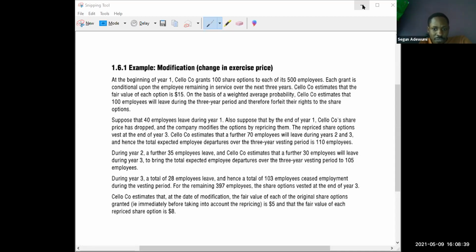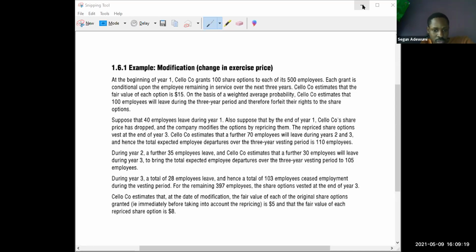Celloco estimates that a further 70 employees will leave during years 2 and 3, and hence the total expected employee departures over the 3 years vesting period is 110 employees. During year 2, a further 35 employees leave, and Celloco estimates that a further 30 employees will leave during year 3, to bring the total expected employee departures over the 3 years vesting period to 105 employees.